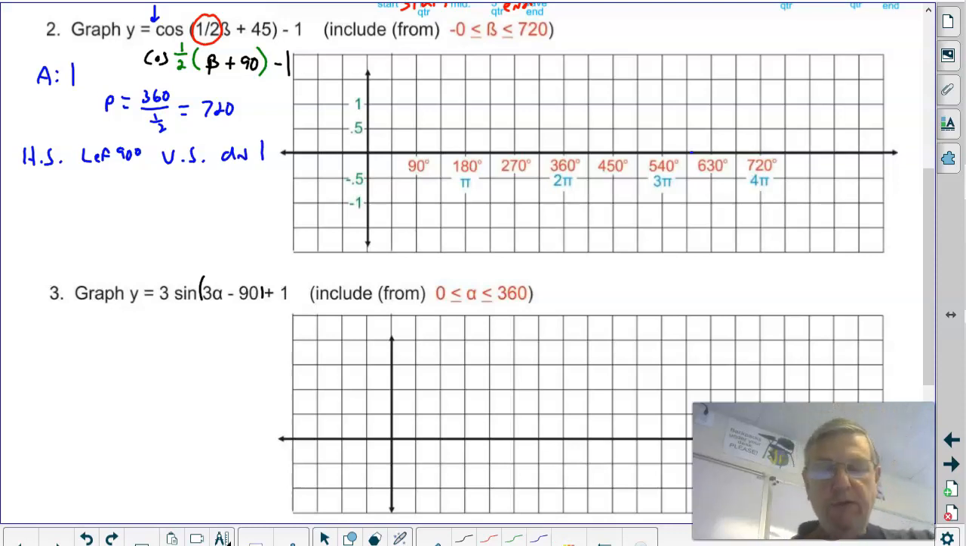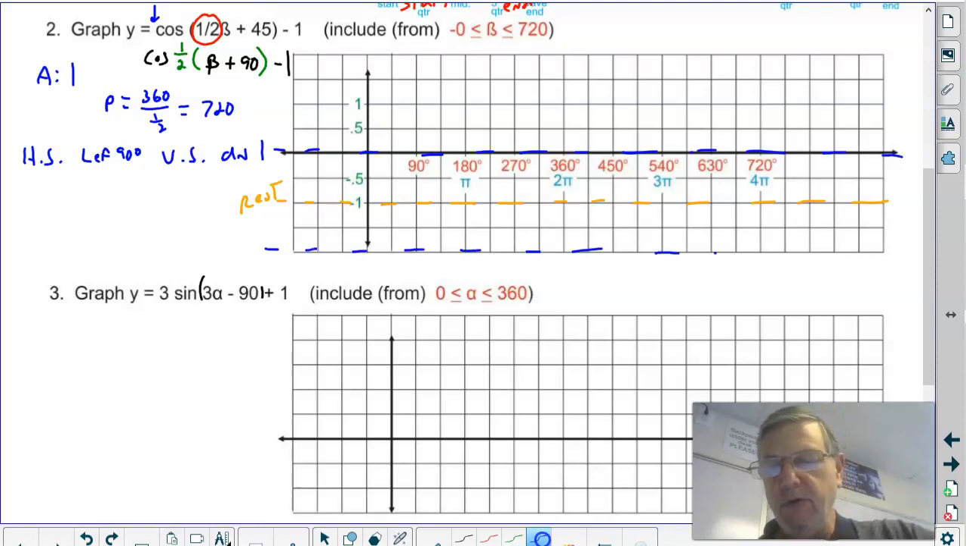All right, I always start with the vertical shift because that's my rest position. It's at -1. Okay, so there is rest. I can do my amplitude now. My amplitude is 1, so I go up 1 from rest, which gets me there, right? And I go down 1 from rest, which puts me there. And that's where my wave will rest, between those 2 dotted lines of the amplitude.